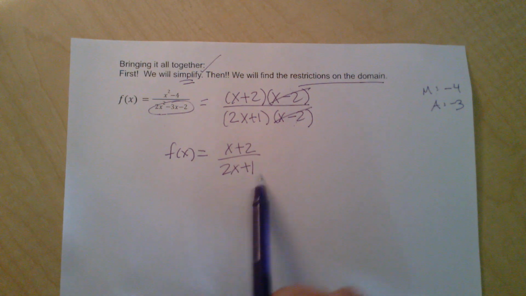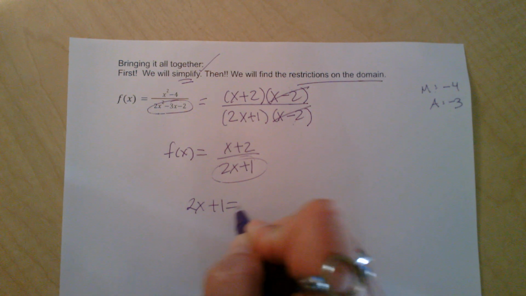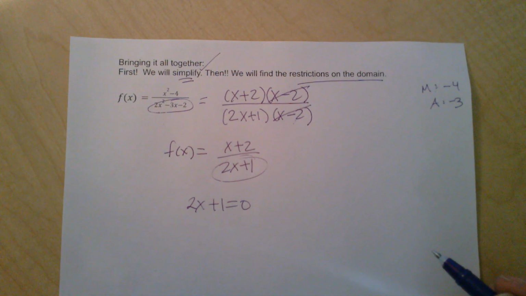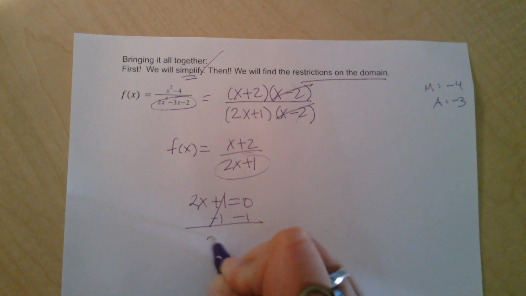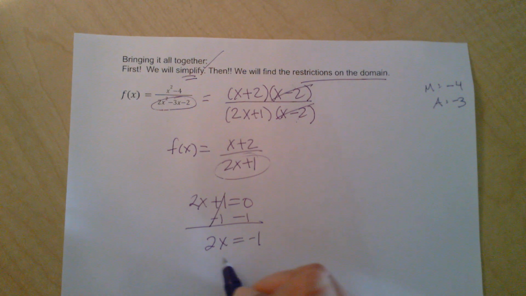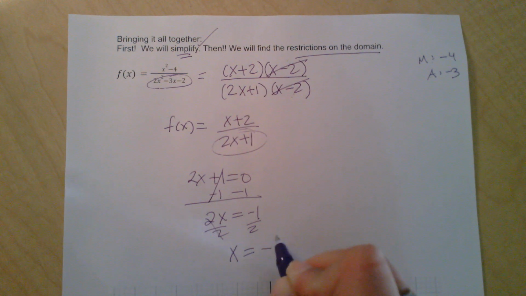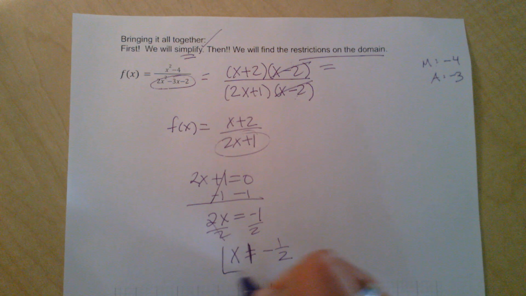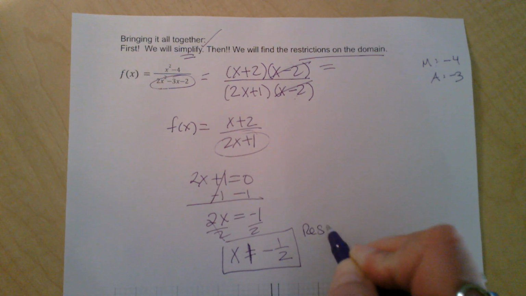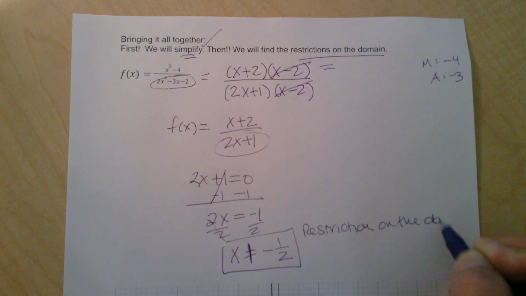And now since we simplified, we can find restrictions on the domain. So we can say, all right, this can't be 0. So 2x plus 1, let's make it 0. Minus 1, 2x equals negative 1, divide by 2. So x equals negative 1/2, but it's a restriction. That means we can't have it equal. So this is my restriction on the domain.